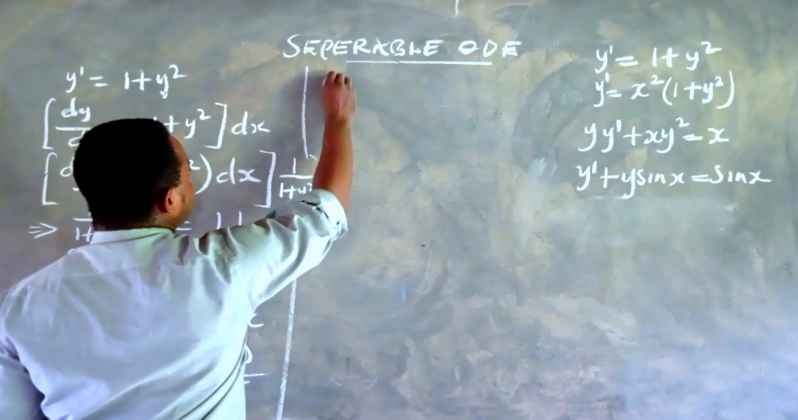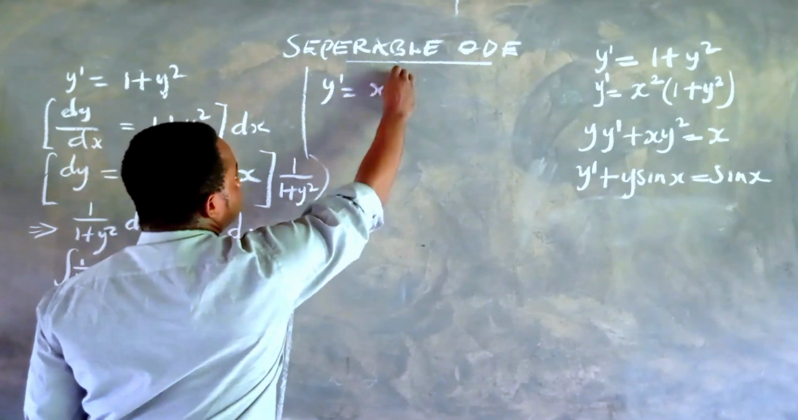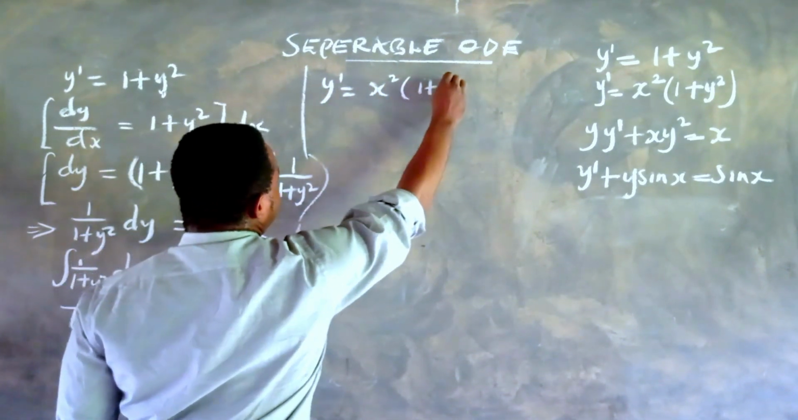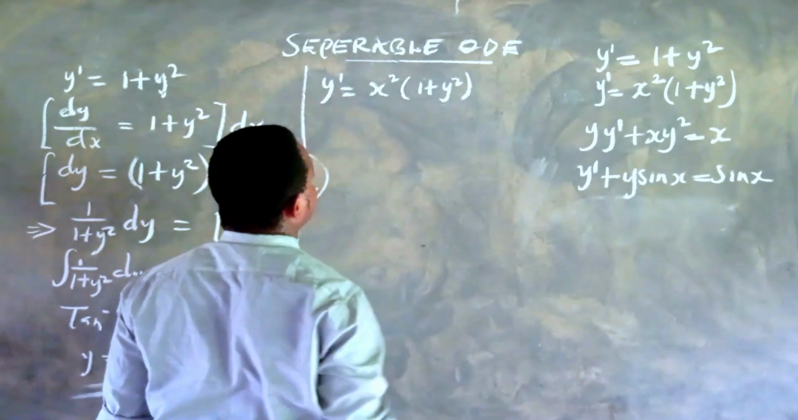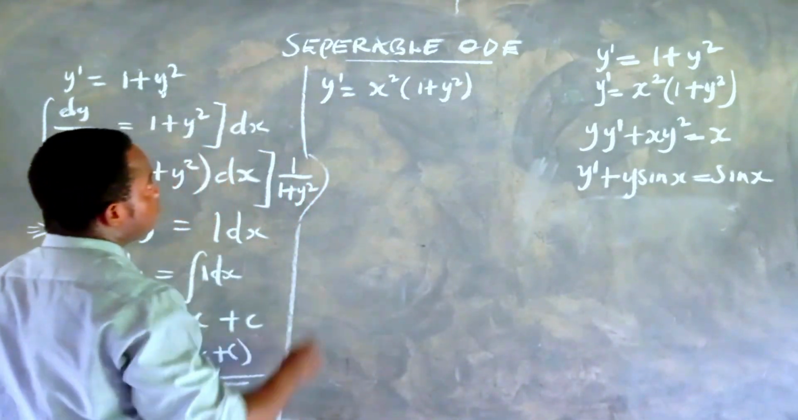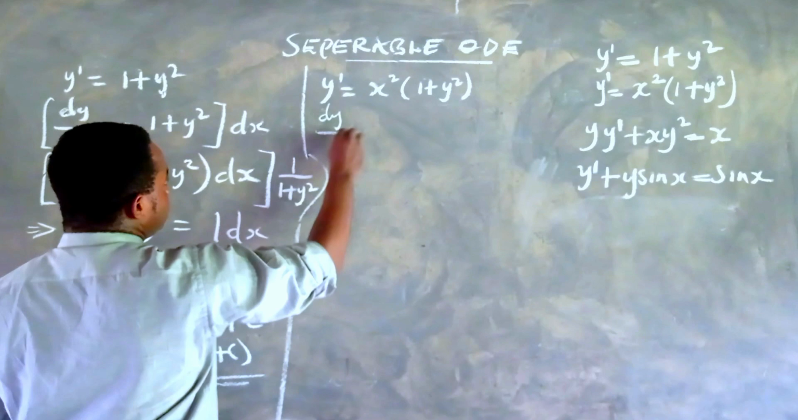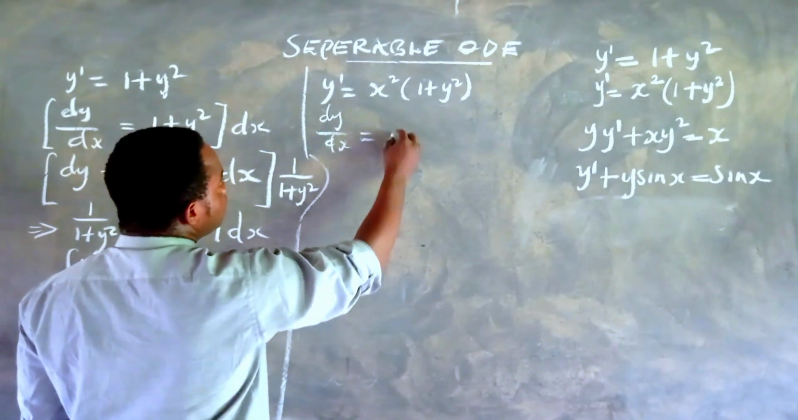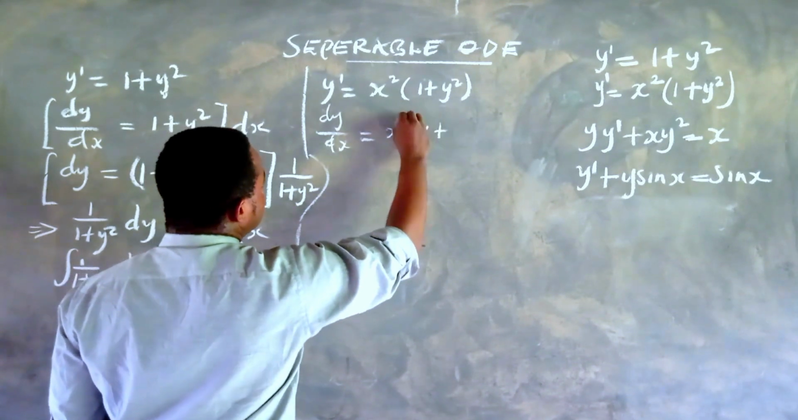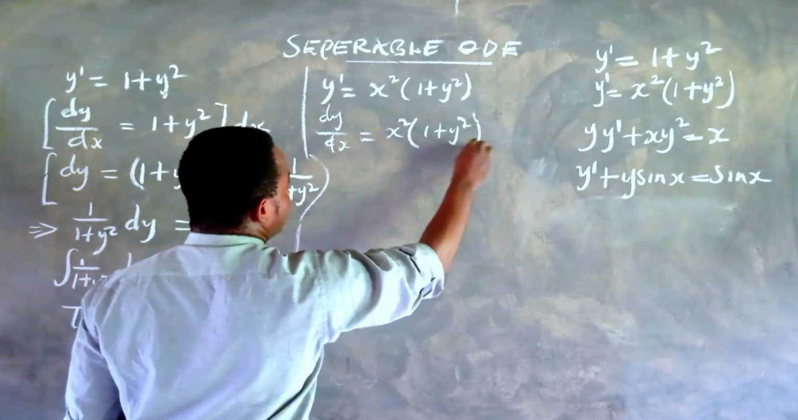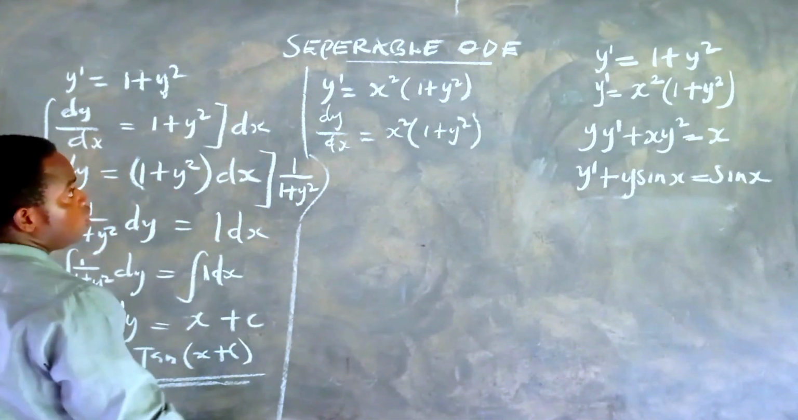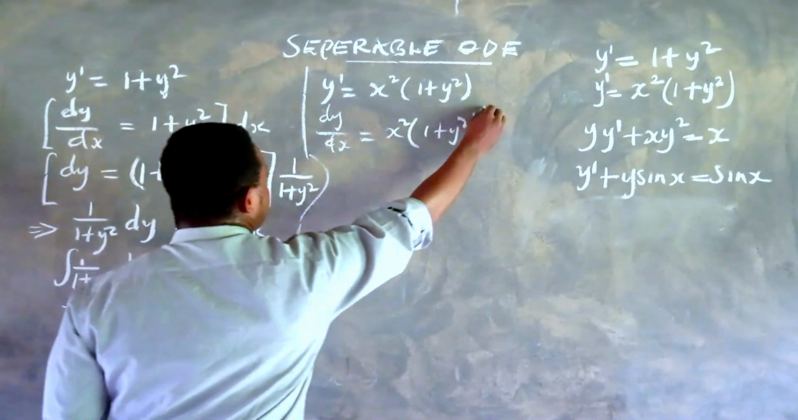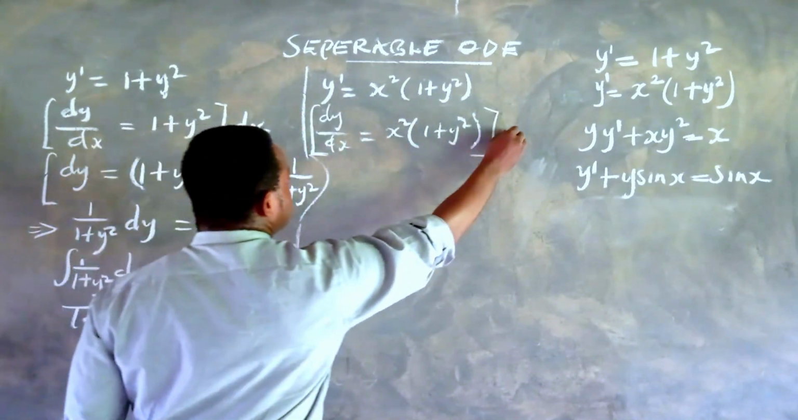Okay, now let's see the next one. These first two are quite simple and straightforward. So in the second one here, we have y prime equals x raised to power 2 multiplied by 1 plus y raised to power 2, in brackets. So that's going to be dy/dx equals x squared into bracket 1 plus y raised to power 2. Mind you, y prime equals dy/dx. It's the same thing, just a different representation.